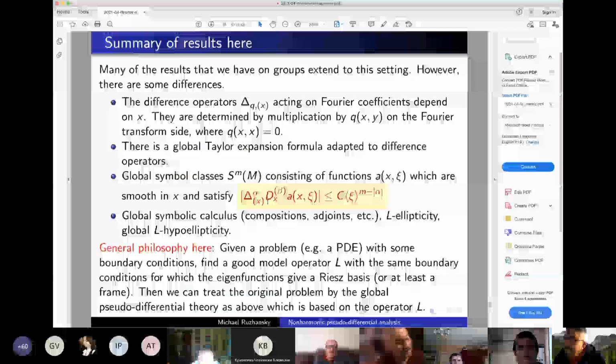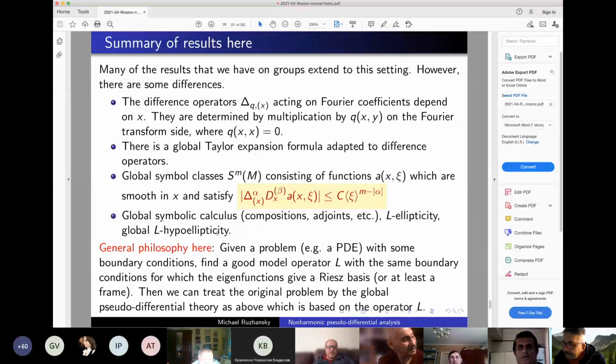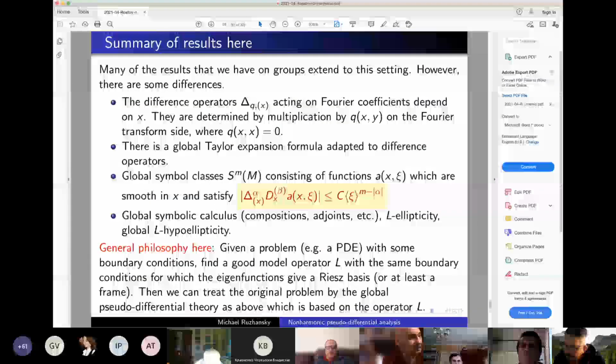And so again, I want to say, as last words, that the general philosophy here is that when we are encountered with a problem with some boundary conditions, or an operator with some domain, like the harmonic oscillator on the whole space, which we can decompose in terms of Hermite functions, then it is maybe more convenient to work in terms of eigenfunctions of this operator rather than using classical Fourier analysis. And this is the idea that we are trying to develop here.